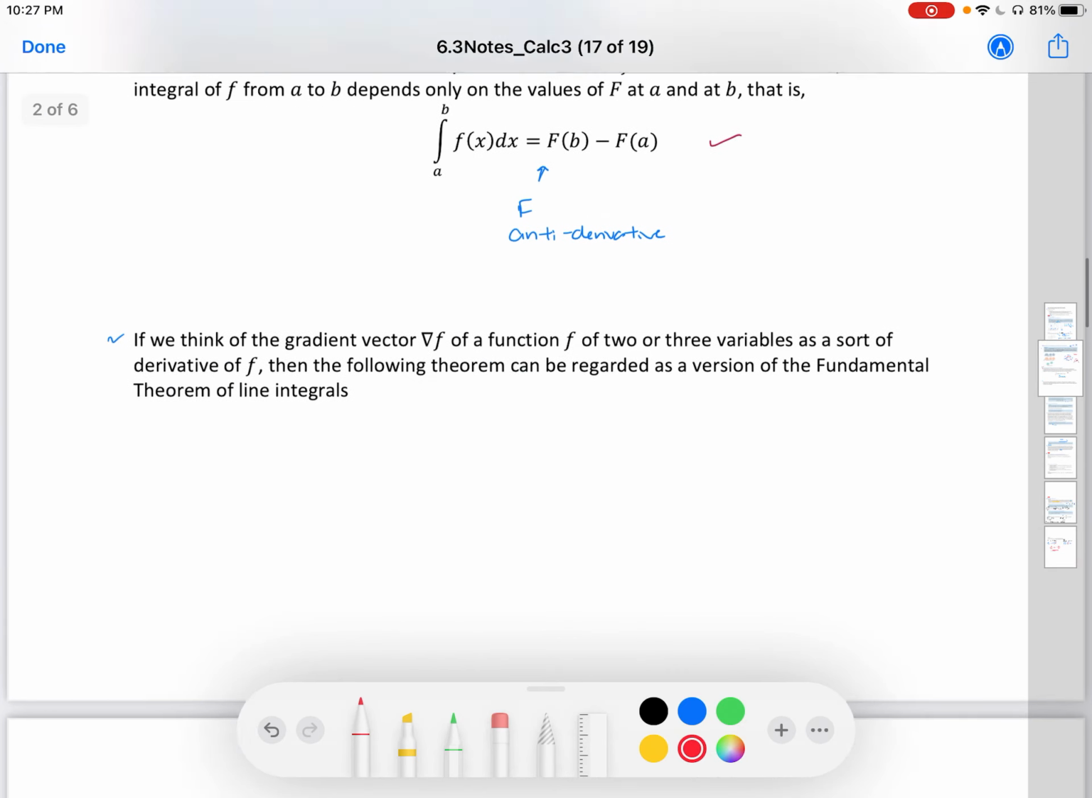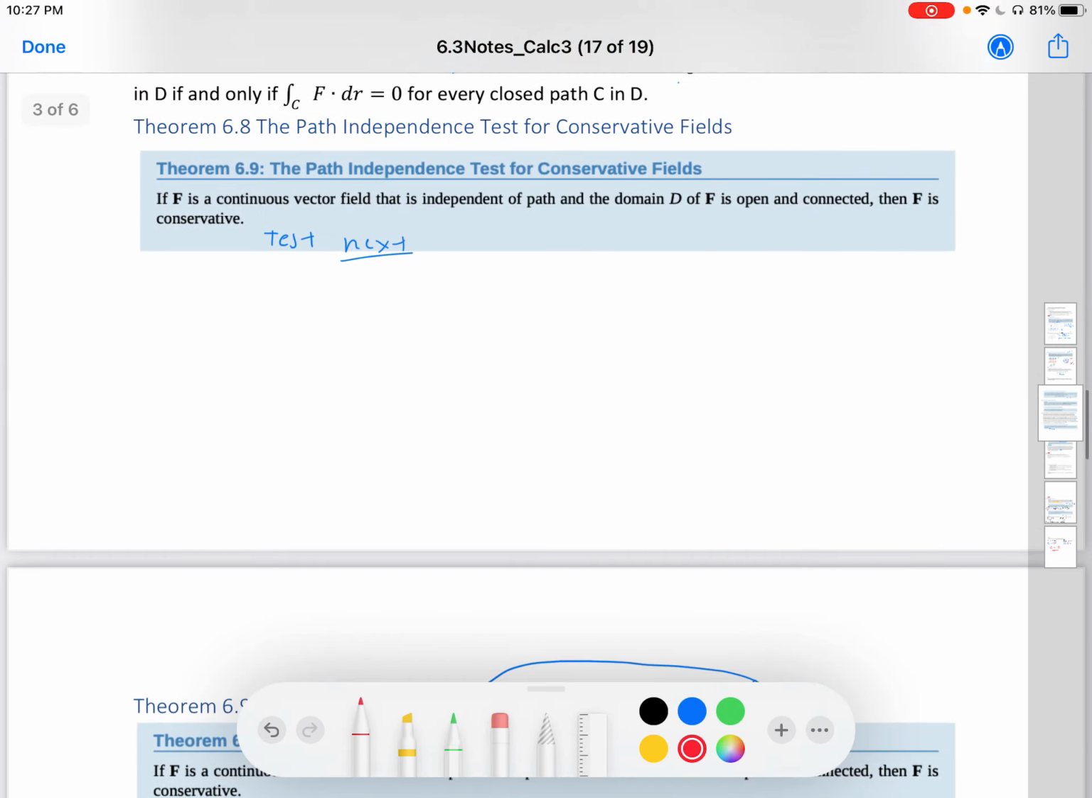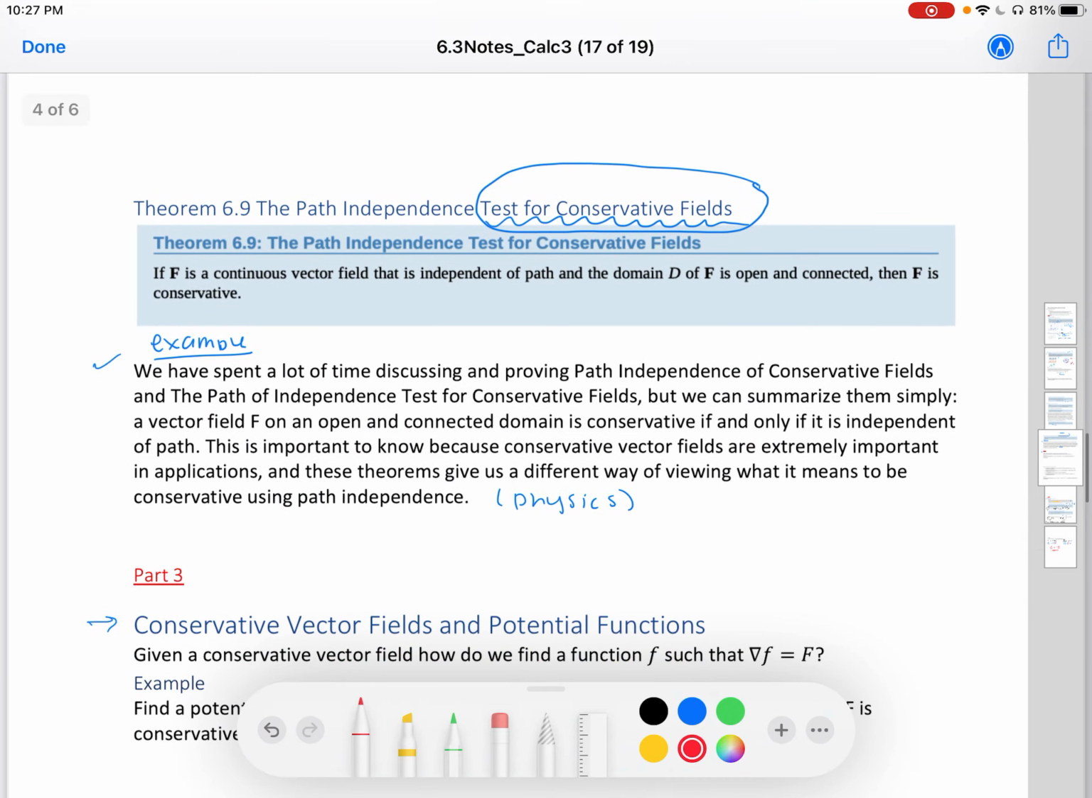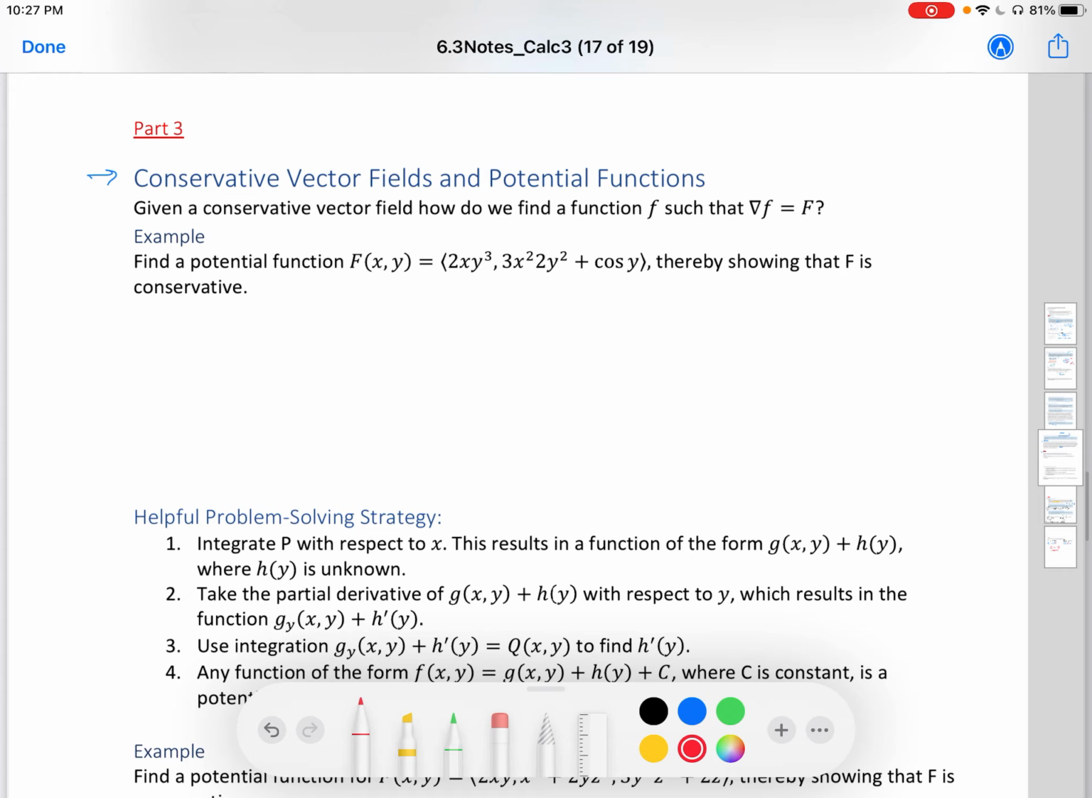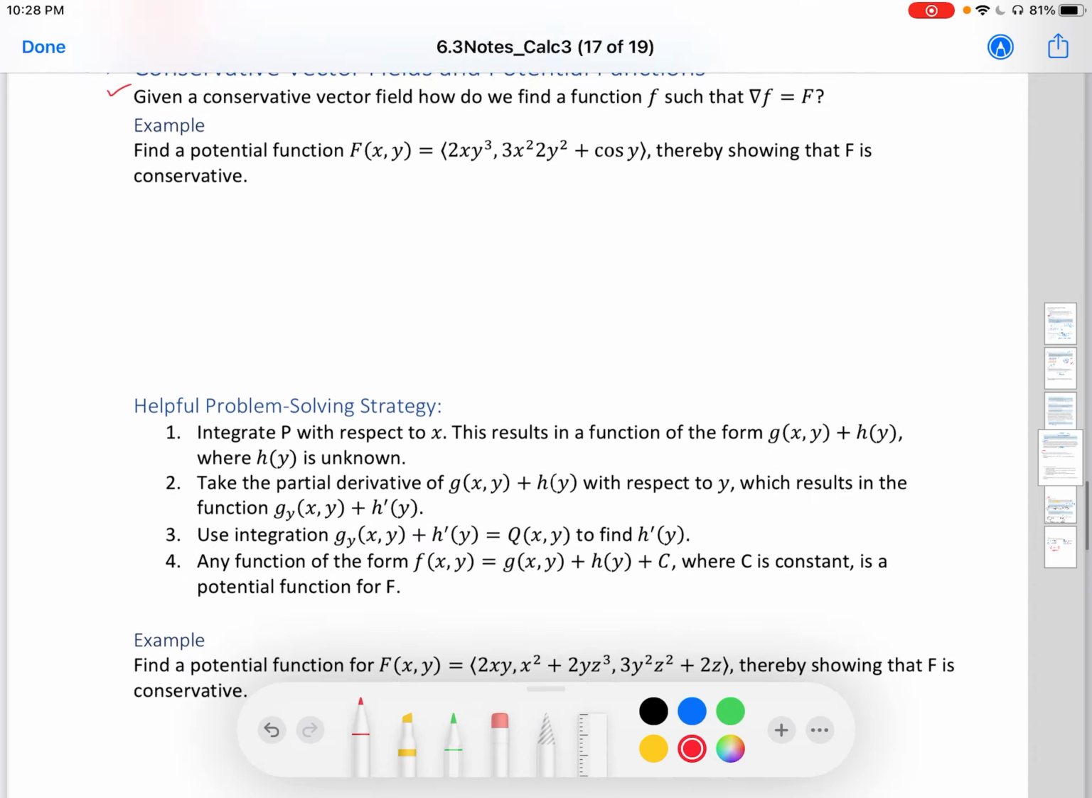Bouncing back to the middle of our notes, we're labeled as part 3: conservative vector fields and potential functions. Given a conservative vector field, how do we find the function f such that the gradient of f equals capital F? To find the potential function for F of x comma y of 2xy cubed comma 3x squared y squared plus cosine of y, thereby showing that F is conservative.